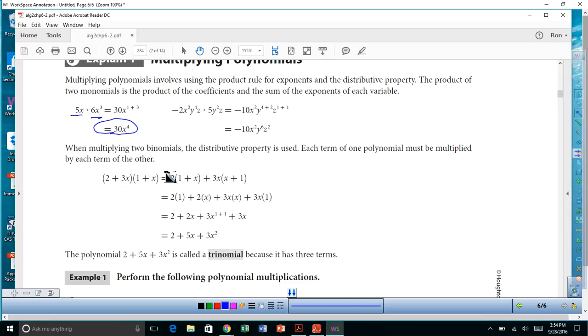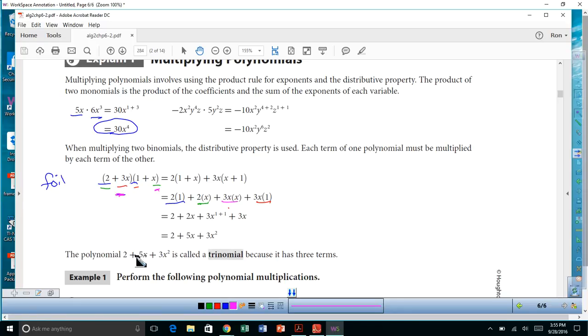When multiplying two binomials, the distributive property is used. Each term of one polynomial must be multiplied by each term of the other. And we've done this before. We call it FOIL. The first, that's the first. And then outer would be 2 and x. So that's there. Inner would be 3x and 1, or they spun that around. But anyway, 3x and 1, that's right there. And then last would be 3x times x right here. Okay, and we've done that before.